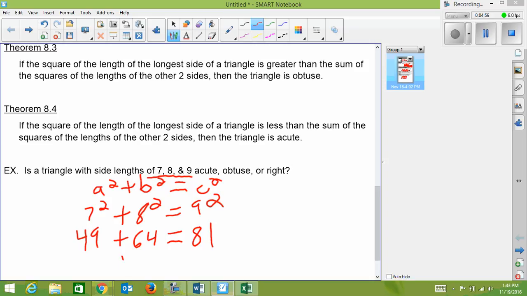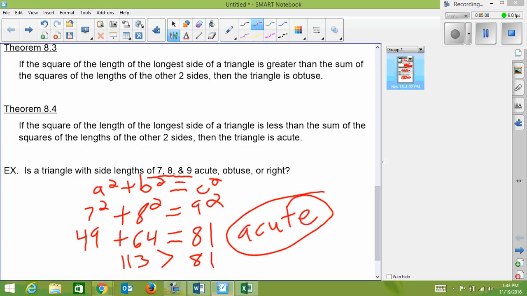So what you're looking at is how do 113 and 81 compare to each other. Well, 113 is greater than 81. Therefore, that triangle is an acute triangle. That's this theorem right here. It says if that third side squared is smaller than the other two added together squared, that has to be an acute triangle. So that's the Pythagorean theorem.